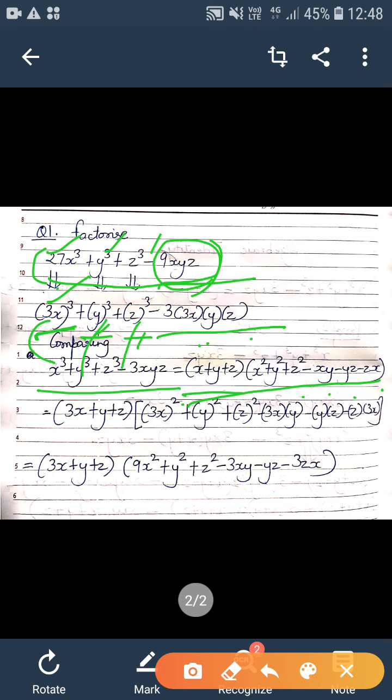So in place of x, you are going to write 3x. So 3x plus y plus z, again 3x the whole square plus y square plus z square minus 3x into y minus y into z minus z into 3x. Now simplifying, 3x plus y plus z, we are getting 9x square plus y square plus z square minus 3xy minus yz minus 3xz.